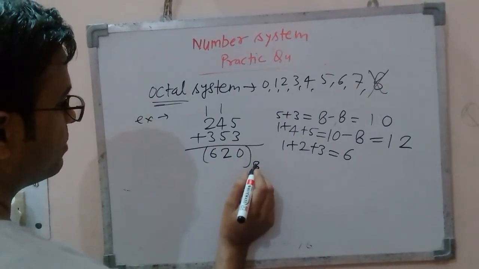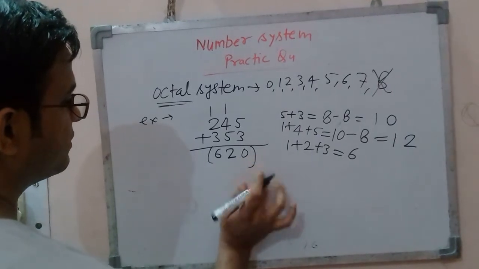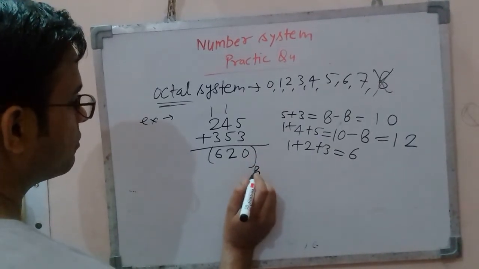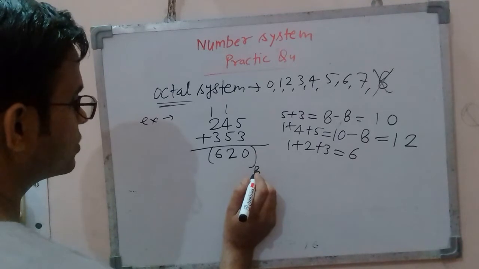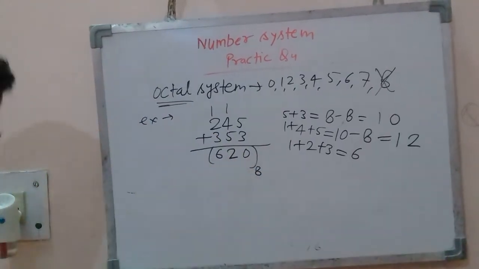So after the bracket, in the suffix, I have written 8. What does this 8 represent? It shows that this number is in the octal system, right?